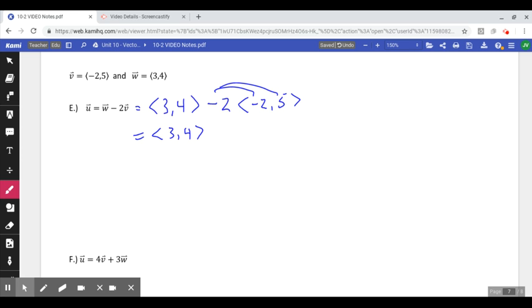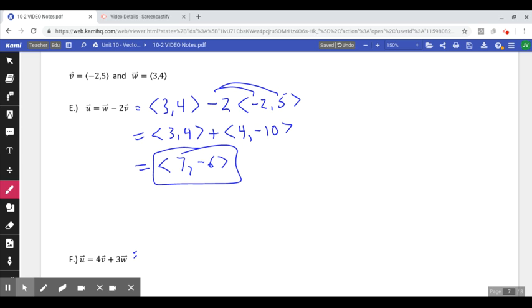If we distribute the entire -2, this will be a vector addition problem. So -2 times -2 is 4, and then -2 times 5 is -10. Then we'll just add the x components together. So 3 and 4 is 7. And then we'll add the y components together. 4 plus -10 is -6.